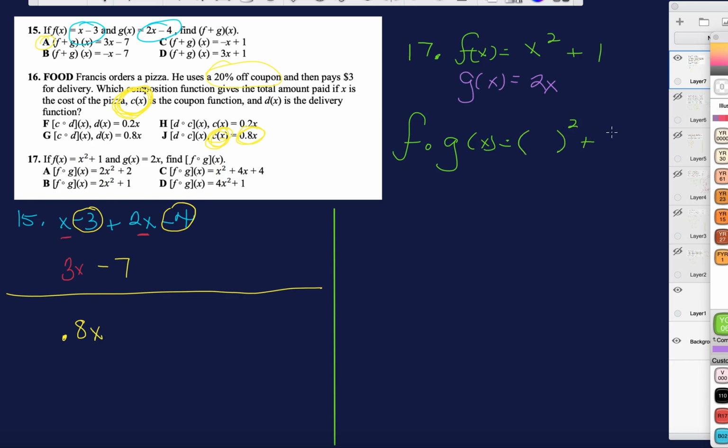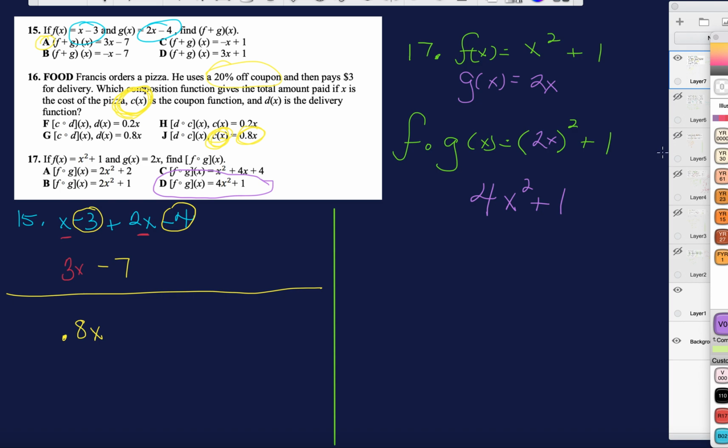square plus 1. Now I'm going to change my color and put in 2x. Square this sucker. 2 squared is 4. x squared is x squared. And then keep my plus 1. Is that one of our answers? Yeah, it's right there. It's letter D. Okay, we good? All right.